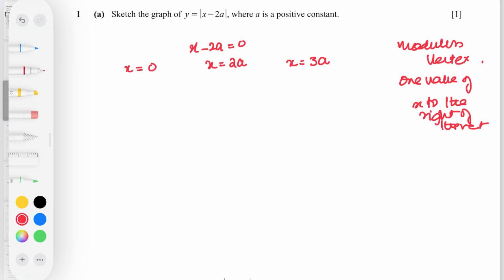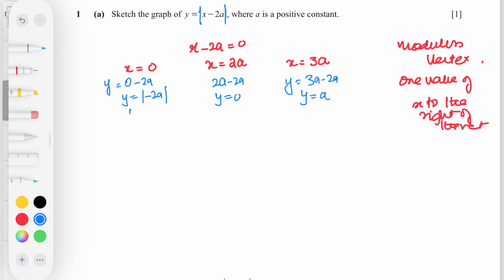When you input 2a in the equation, the y value is 0 and there's a modulus on it. When you put 3a in the equation, you get y is equals to a. And when you put 0 in the equation, you get minus 2a, but because there's a modulus on it, y comes out to be a positive 2a. So these are my values of x and these are my corresponding values of y.